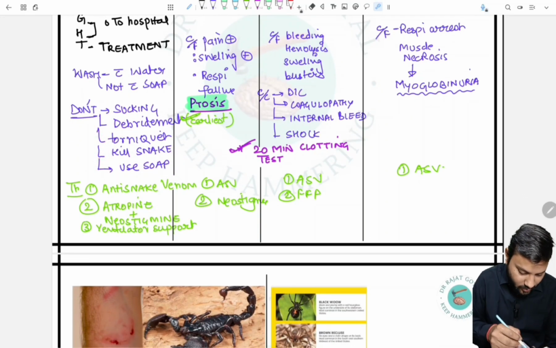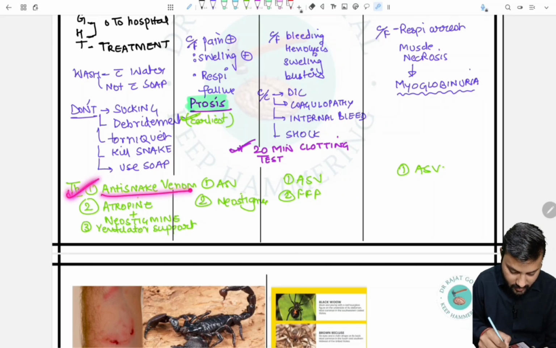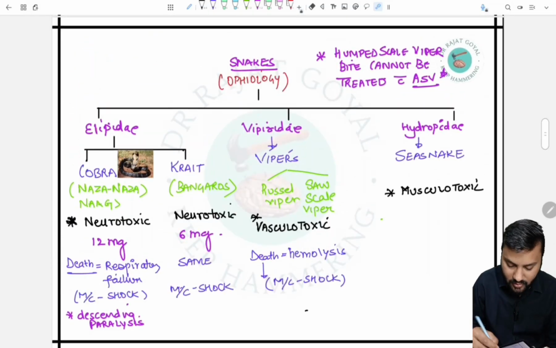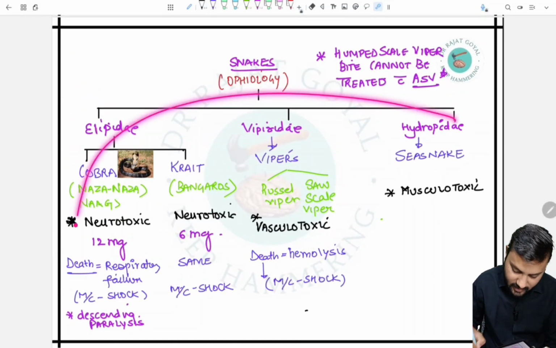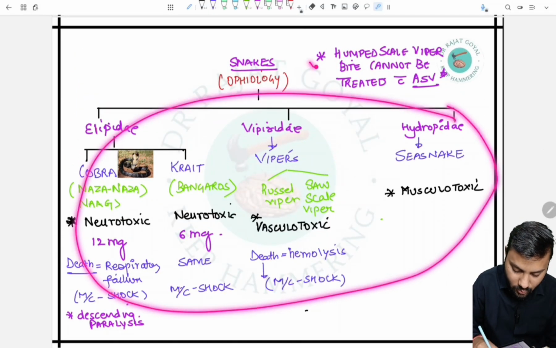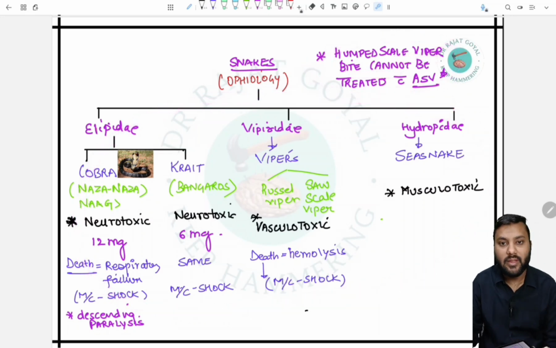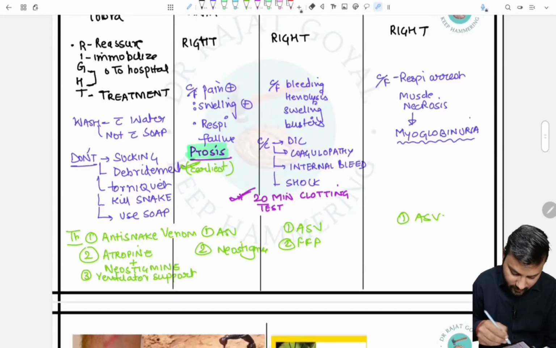So the treatment for cobra and krait is anti-snake venom. Anti-snake venom can also be used for all the snakes that we are studying, but it is not used for the saw-scaled viper. A saw-scaled viper bite cannot be treated with ASV. So we can give ASV.